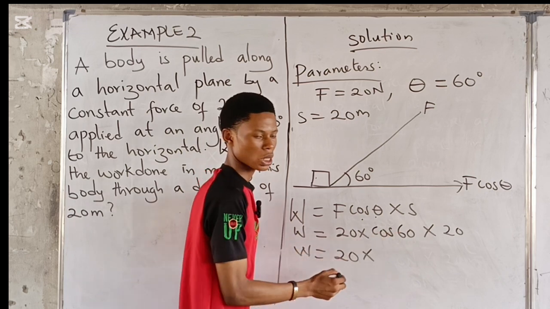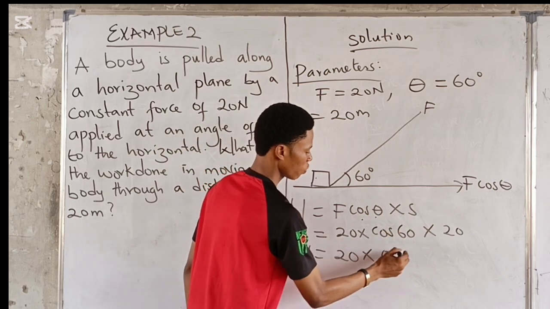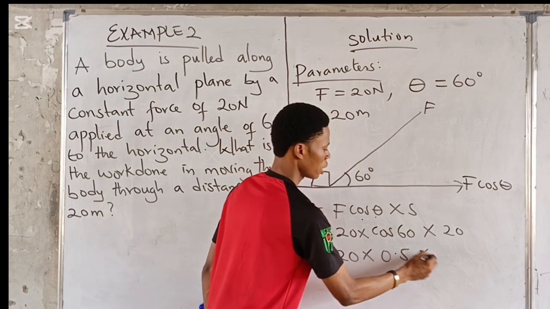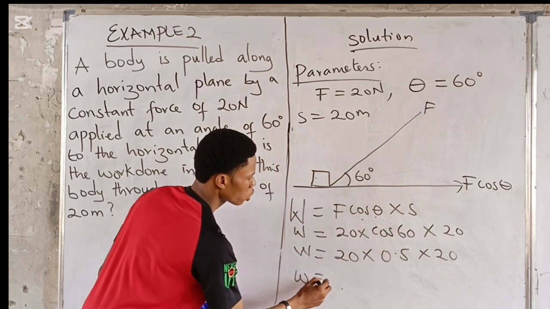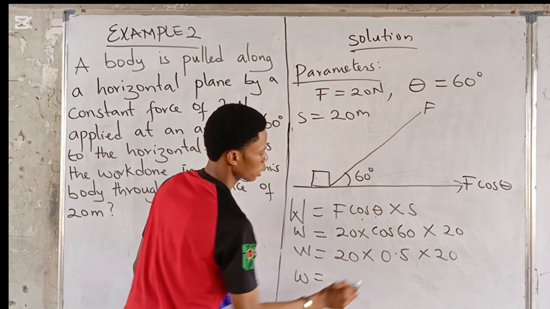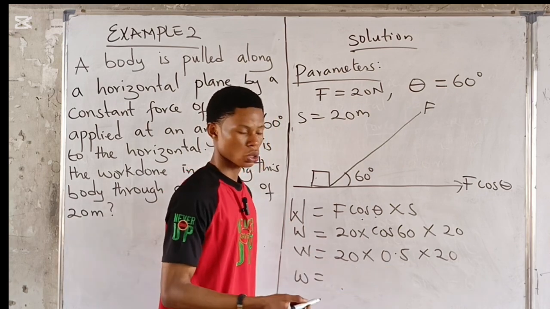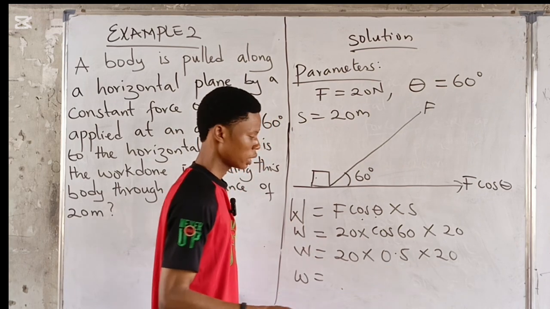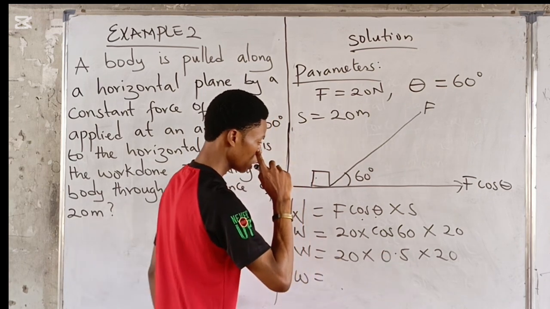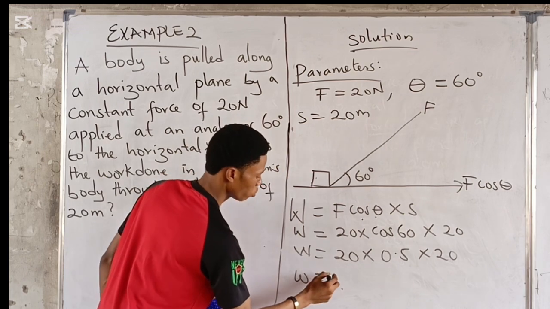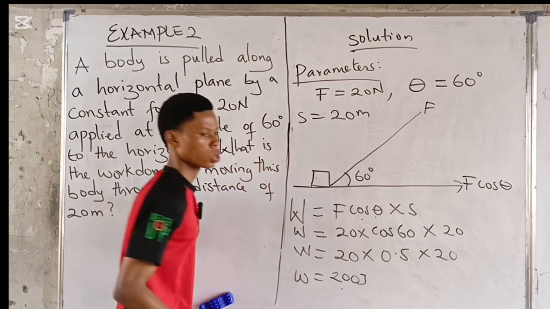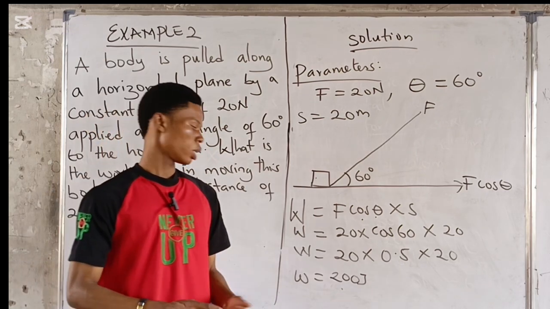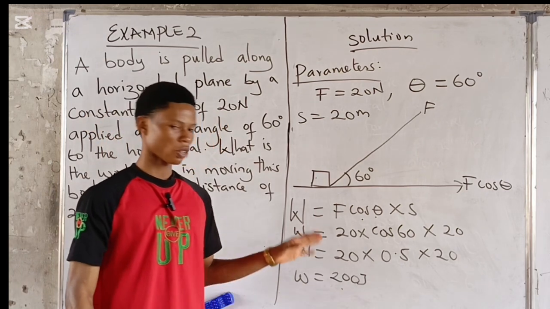So this will be equal to 20 times cos 60 times 20. Cos 60 is 0.5. So work is equal to 20 times 0.5, which will give you 10. Then 10 times 20 will give you 200. So we're having 200. Remember the units: joules, or you put newton meters. So that's that for work.